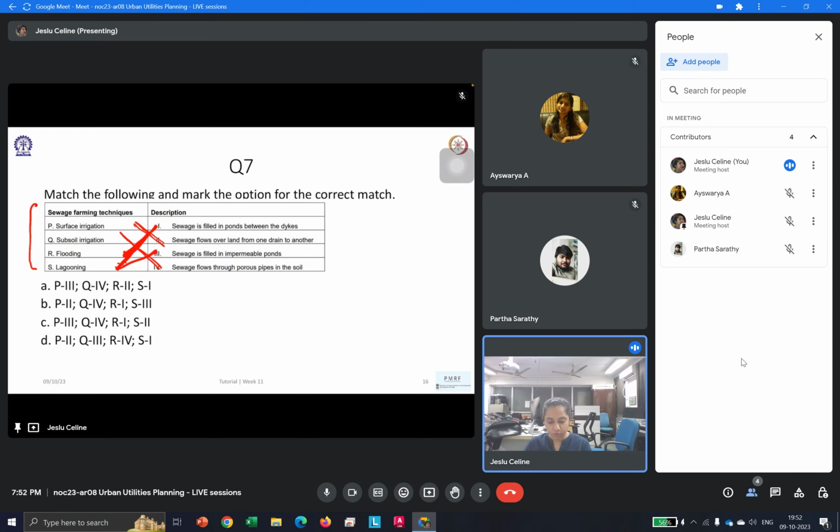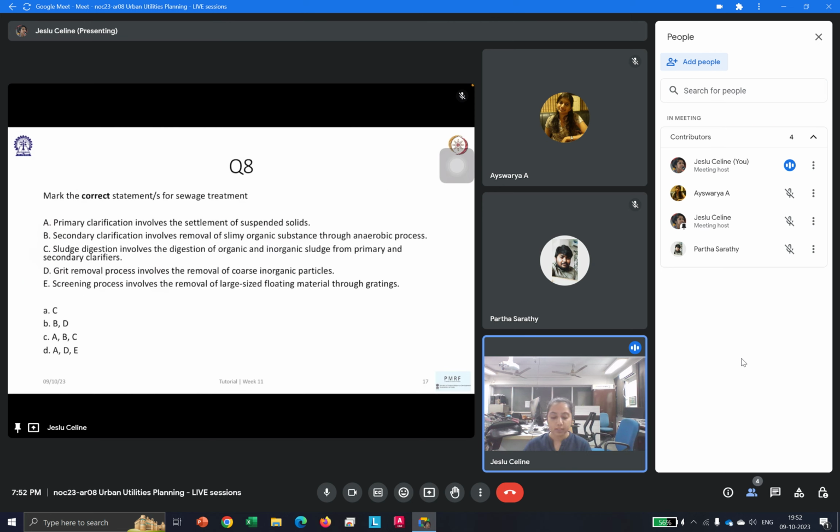So that works out to which option? P is 2 and Q is 4. So option A, is it? Yes, option A. Any doubts in this question? No, okay. So let's proceed further.